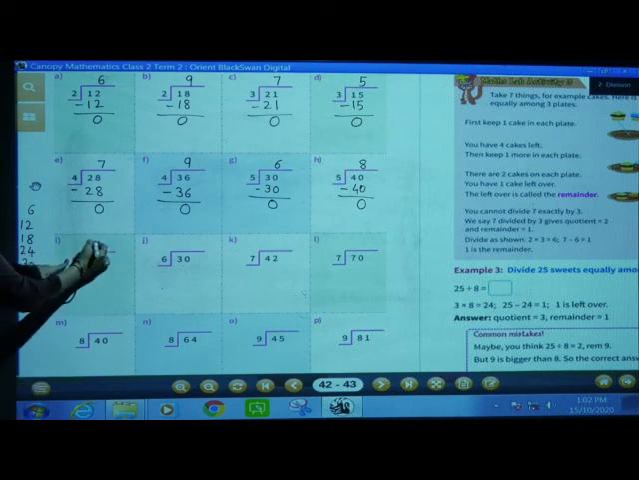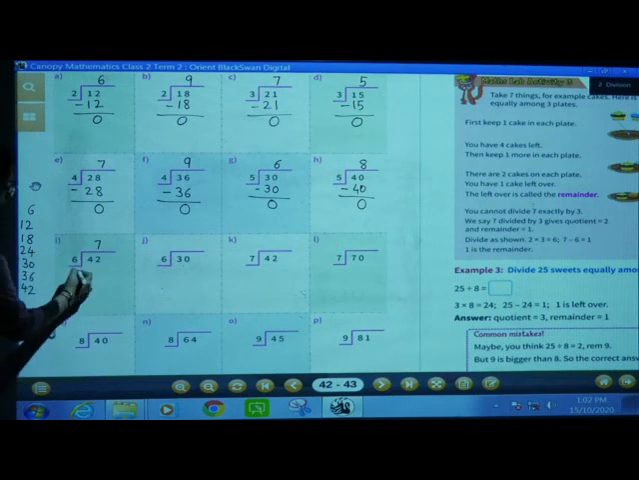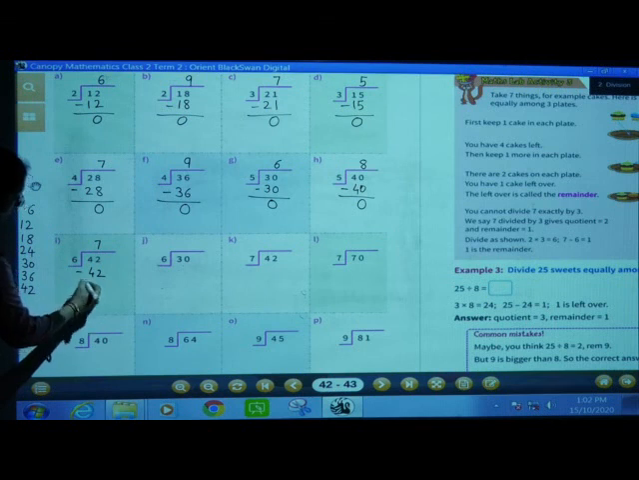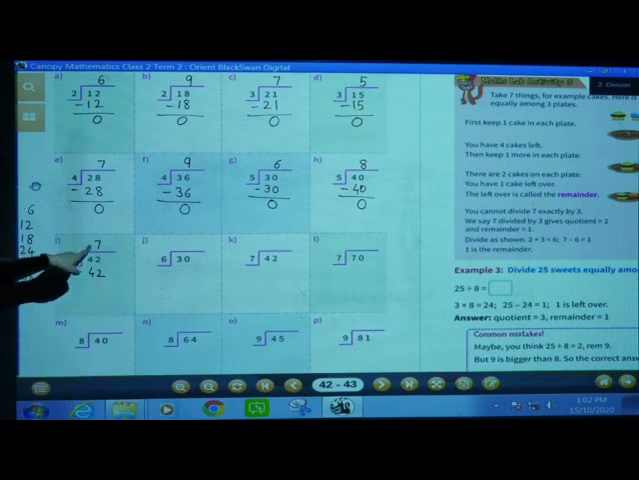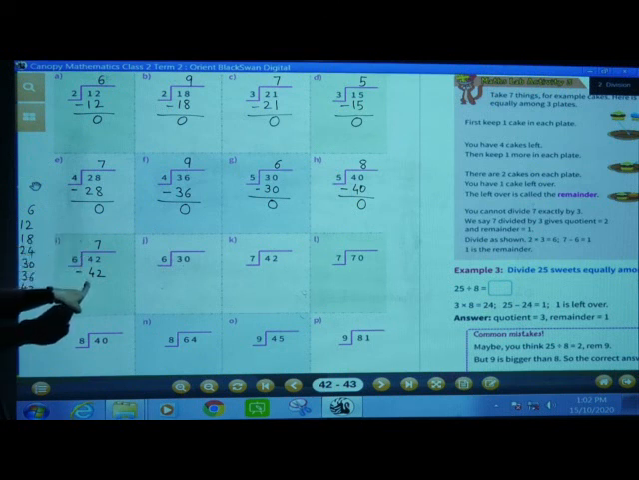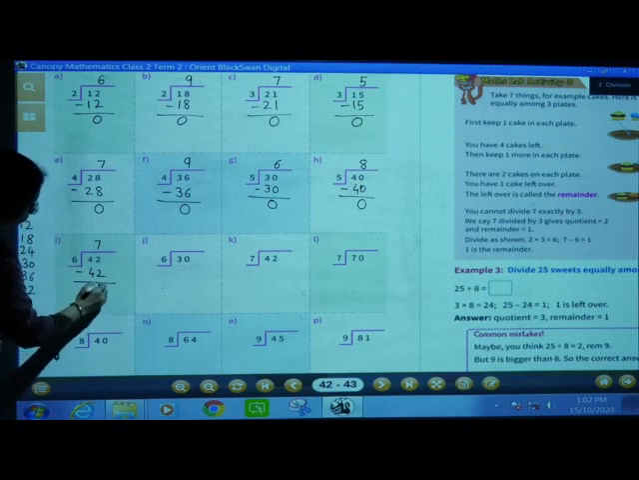So, write 7 in the ones column. Sorry, 6 sevens are 42. So, write 42 below this dividend. 42 minus 42, 0.